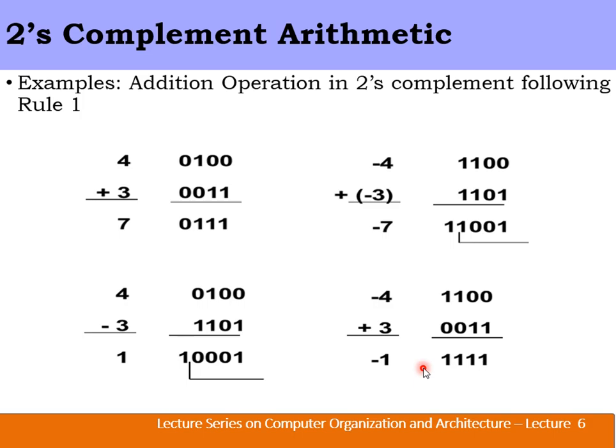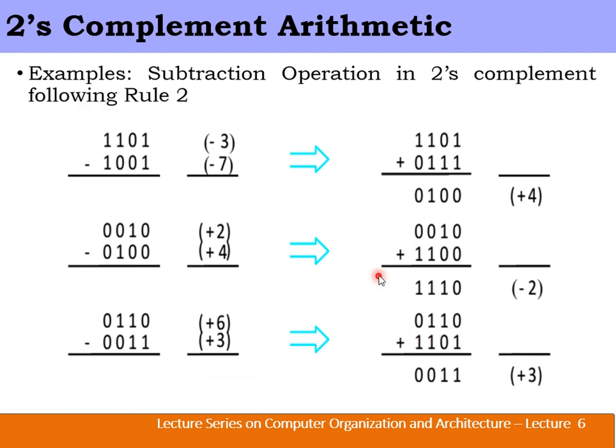Thus by ignoring the carry we get the correct results while adding two numbers by using the 2's complement number system. Now let us discuss the subtraction operation in 2's complement system, which is going to follow rule number 2.